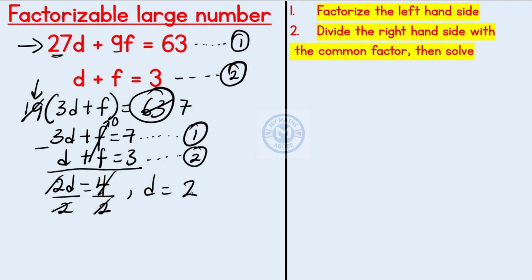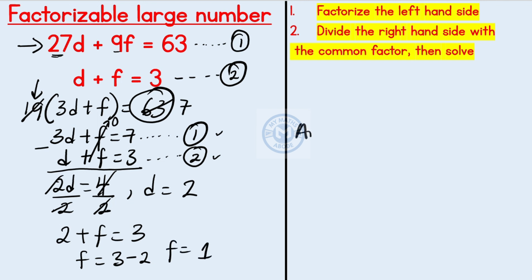The next thing I'm going to do is substitute this either in equation 1 or equation 2. To me, equation 2 will be simpler. So I'll have 2 + f = 3. So f will be equal to 3 minus 2, and this will leave my f to be equal to 1. Therefore, my answer will be d equals 2 and f equals 1.